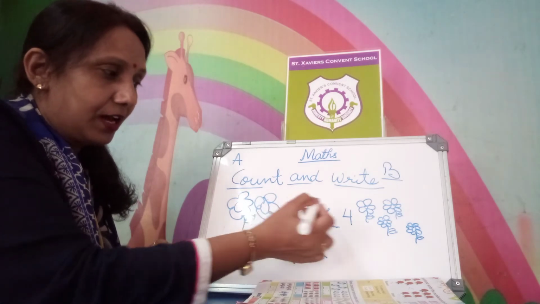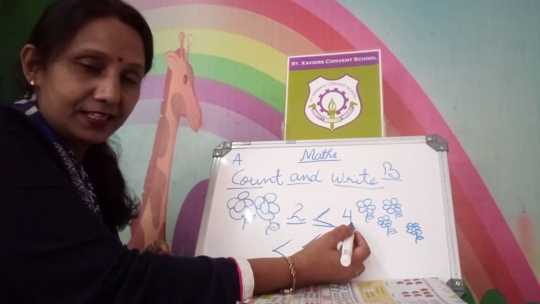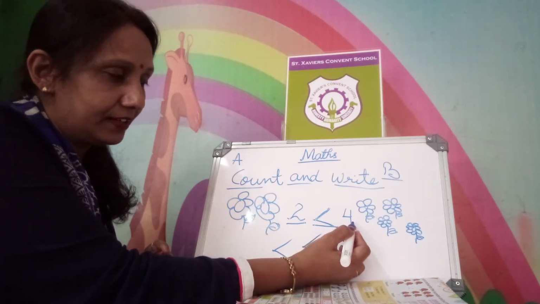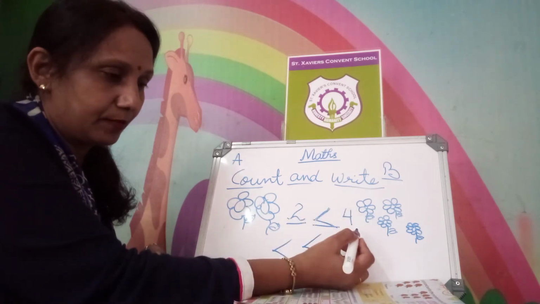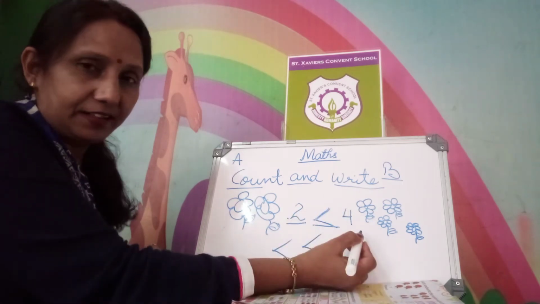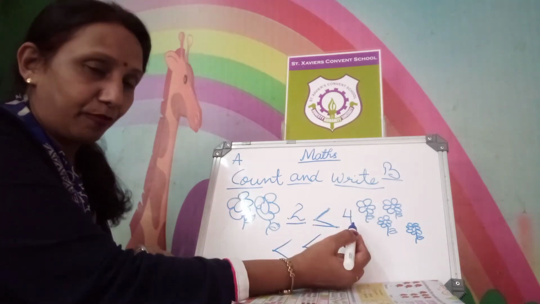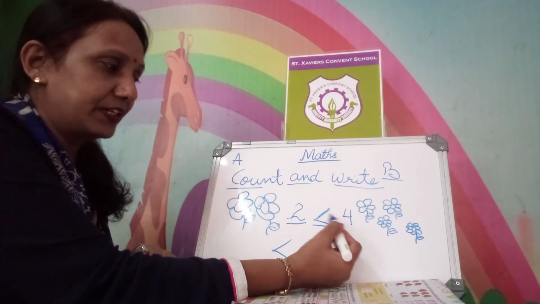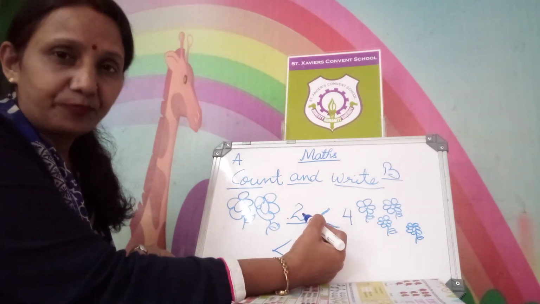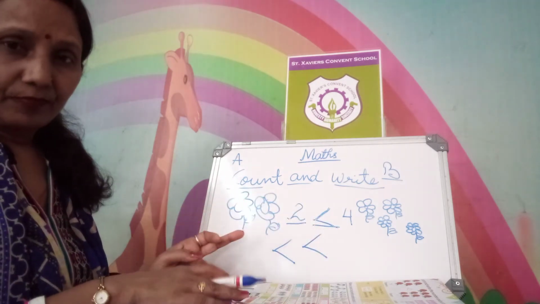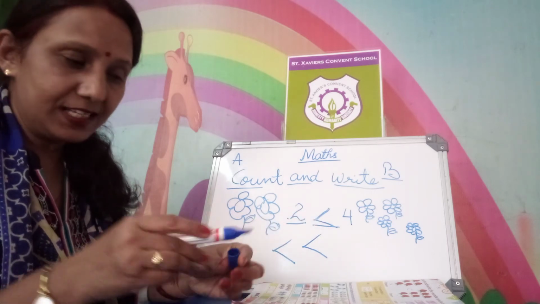That's why this number is known as the less number. And when we put the sign, just see, this number is called the greater. This one is the less. This one is the greater number. Less than, greater than. So 2 is less than 4 and 4 is greater than 2. This way we say 2 is less than 4.